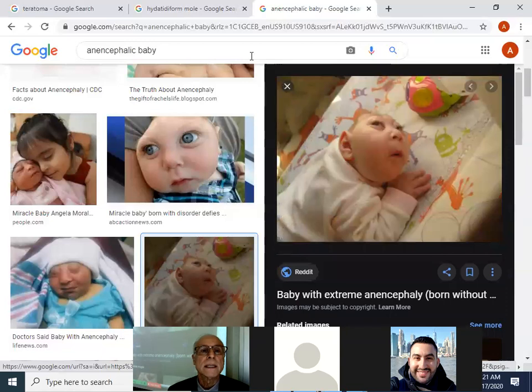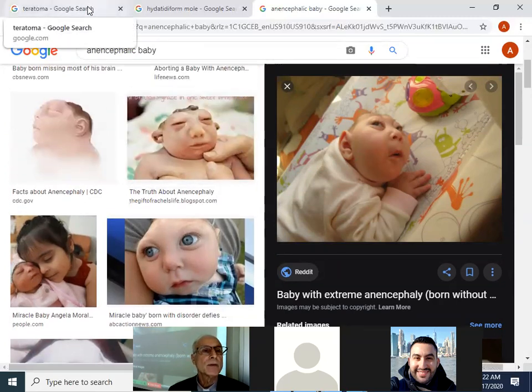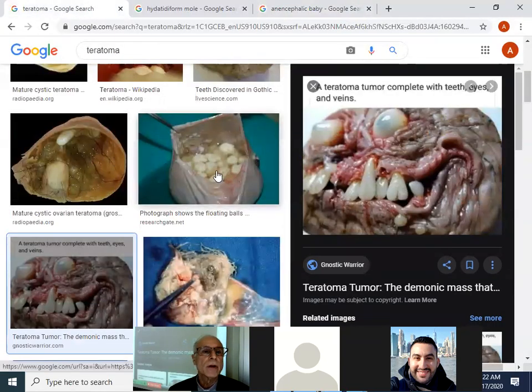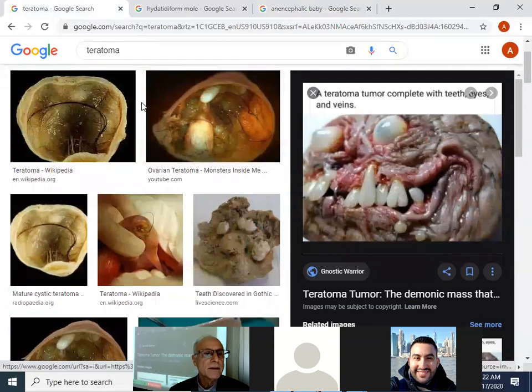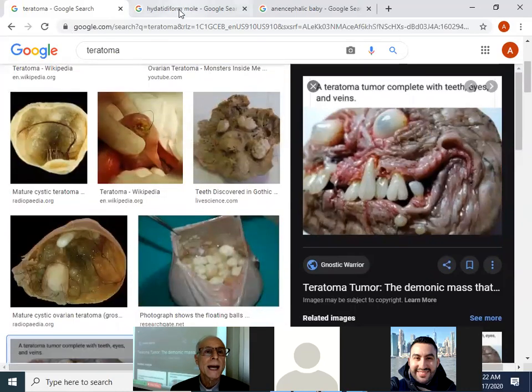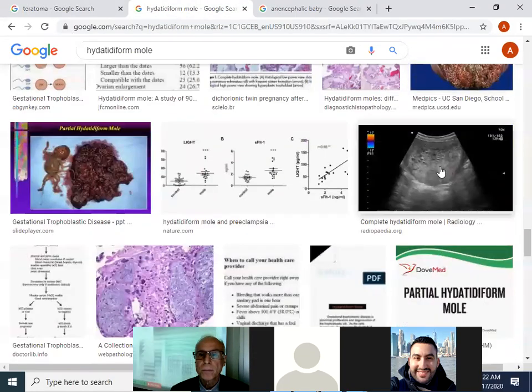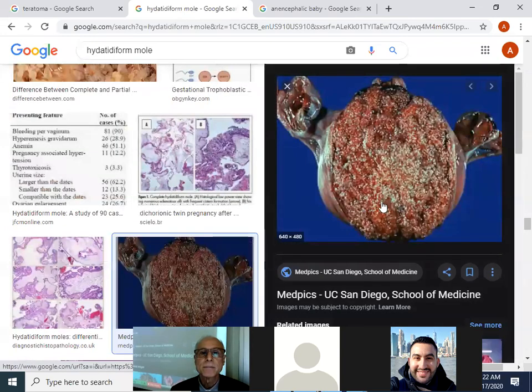So again, it depends how severe is the anomaly, when the anomaly occurs, etc. But we can say that teratomas, without question, really are not human beings. They have human tissues and maybe human organs in them, but it's not a functional human being, whether they're teratomas or hydatidiform moles. Okay, it's the mass.